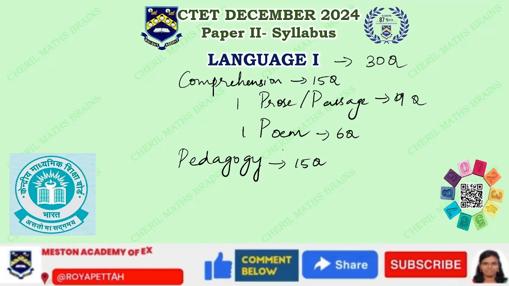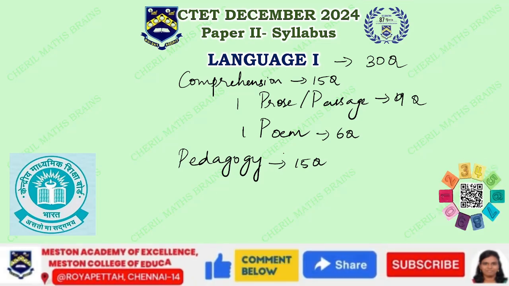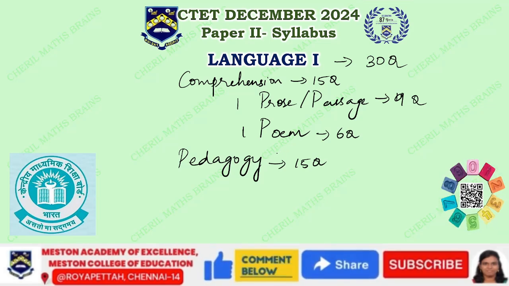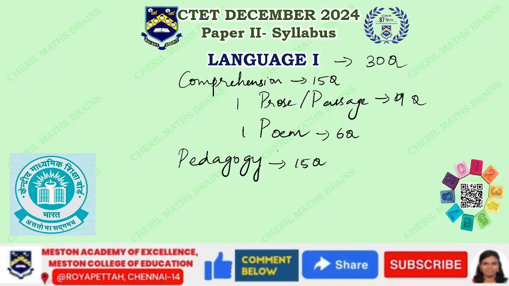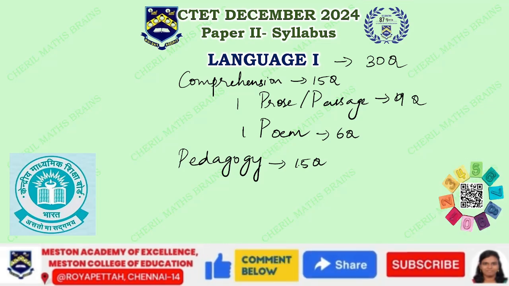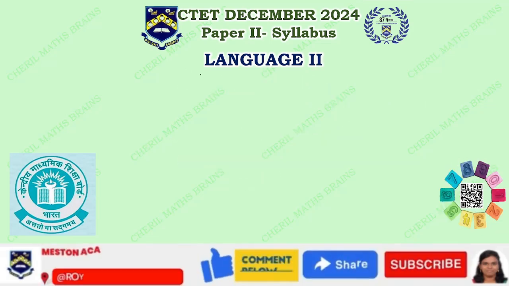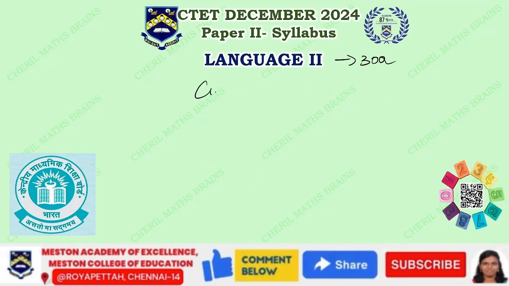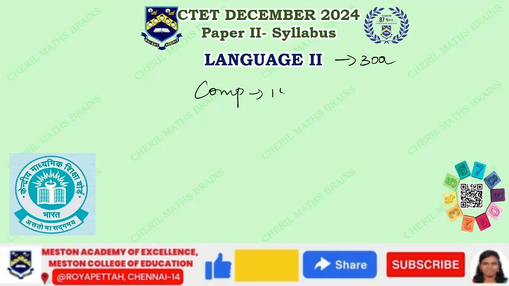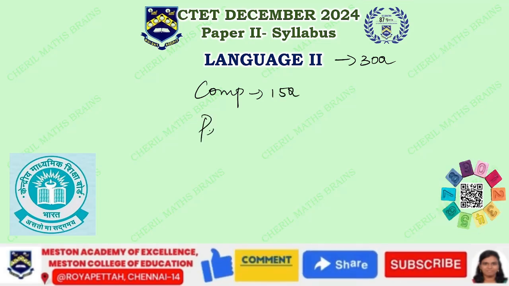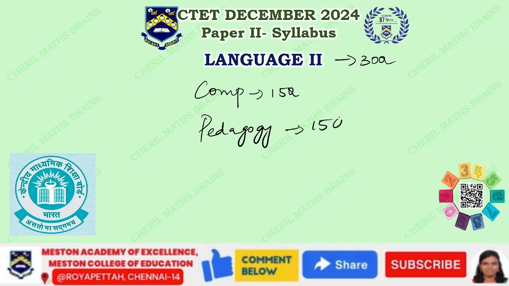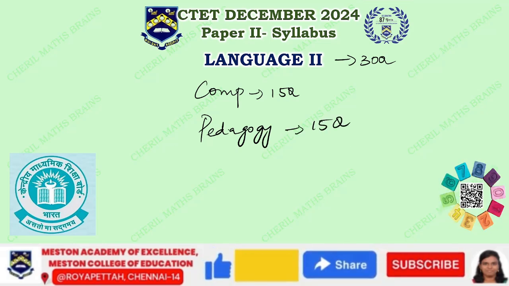Here again, learning and acquisition, principles of language teaching, and critical perspectives on the role of grammar in learning. Here you will learn the language skills, LSRW: listening, speaking, reading, and writing. All these will be there for language 1 as well as language 2. For the next one also, you will have 30 questions: 15 for comprehension and 15 for pedagogy, similar to language 1.